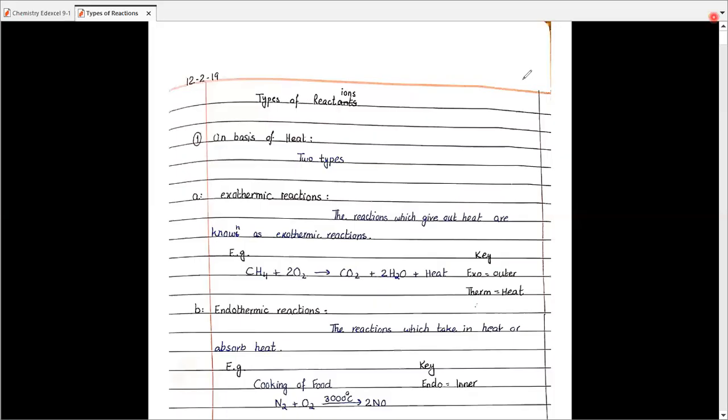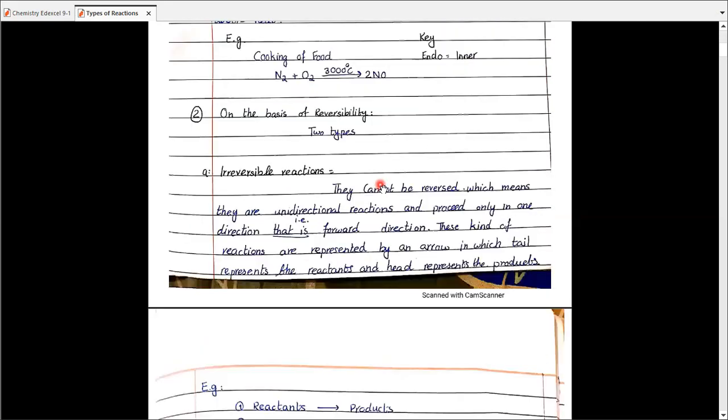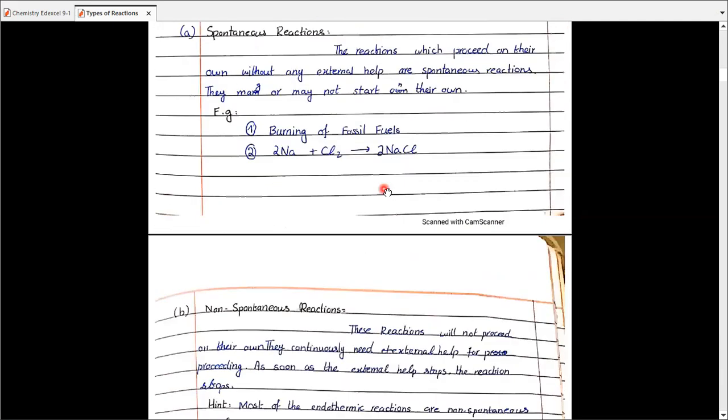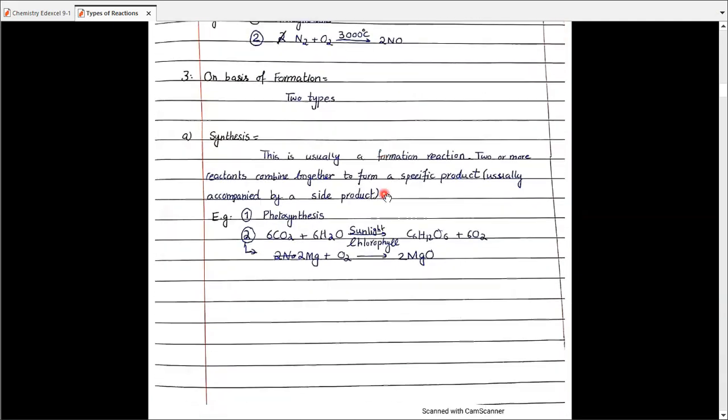Now, this starts with types of reactions. You have all these types of reactions in Edexcel as well, but they are scattered throughout the book. This is going to definitely help you. This is not written by me. This is written by one of my students. So there might be a few mistakes here and there.